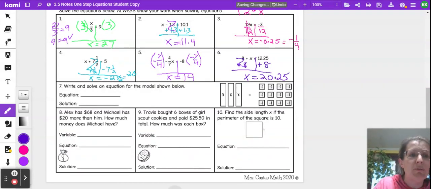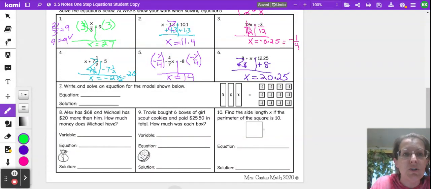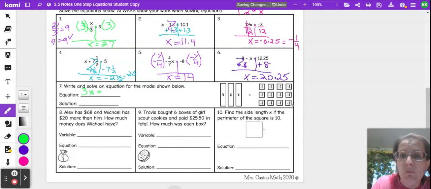Now we're looking at a visual representation for question number 7. It says write and solve an equation for the model shown before. So there's the equal sign. I need to figure out this expression. On this expression, I have 3 x's. We don't know what they are yet, so that's just 3x. And then over here, I have all these negative ones. If you count them, you will figure out that that is negative 12.